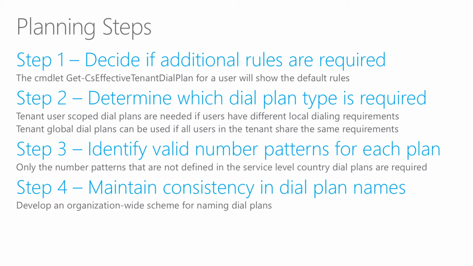You can use the commandlet Get-CsEffectiveDialPlan for a particular user, which will show you the default rules that are applied to that user. If those rules are sufficient, nothing else is needed and you don't need to complete steps 2, 3, and 4. For a majority of the time, though, this won't be sufficient because, as we discussed before, the rules for the service or country are pretty basic.